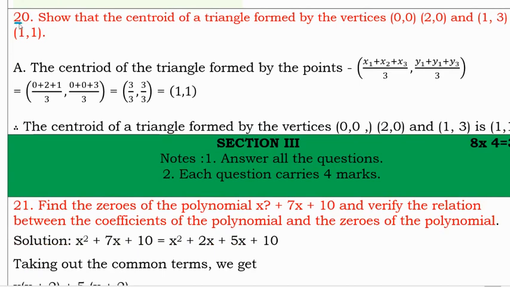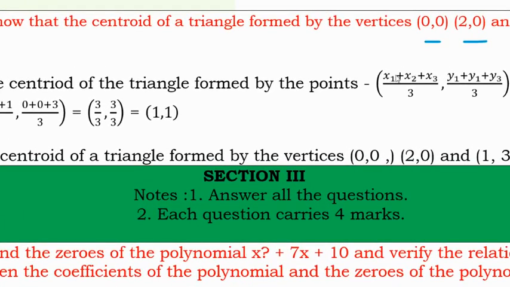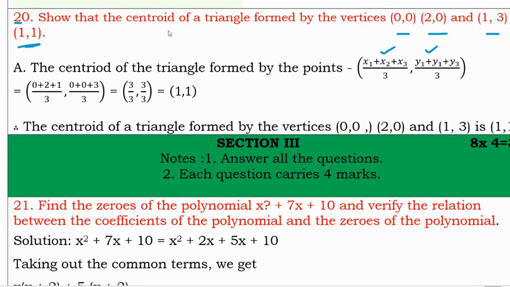Last question in section 2. Show that the centroid of a triangle formed with the vertices (0, 0), (2, 0), (1, 3) is (1, 1). So we know the centroid formula: (x1 + x2 + x3) by 3, (y1 + y2 + y3) by 3. We have to show that after applying the values this centroid is (1, 1). So let us take the 3 points as (x1, y1), (x2, y2), (x3, y3) and replace in the formula. After replacing in the formula we got (1, 1), hence we have proved.